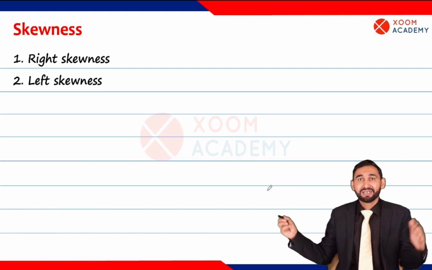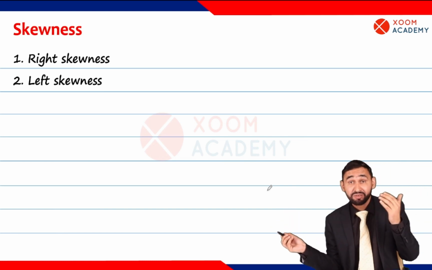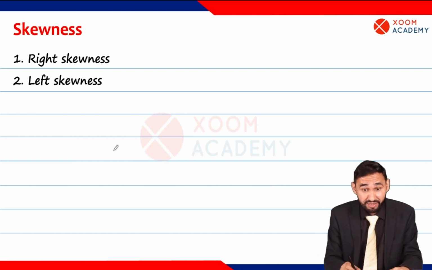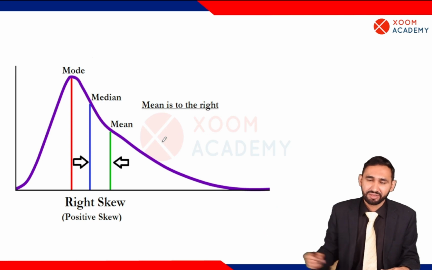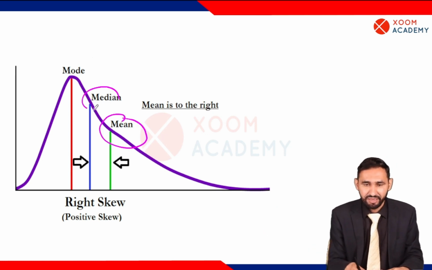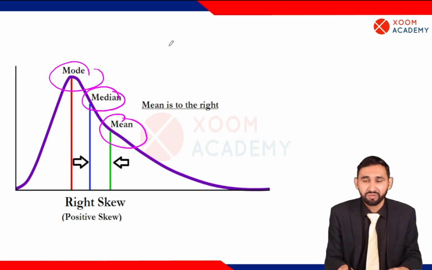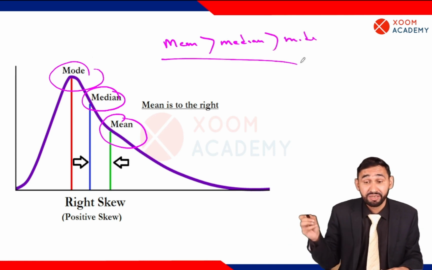But data is not always symmetrical. There may be a skewed curve, right skewness or left skewness. It depends on the mean. In a right skewed curve, mean shifts towards right. This is mean, this is median, and this is mode. So in right skewness, we can say that mean is greater than median and greater than mode. When mean becomes greater than median and mode, this is right skewness.